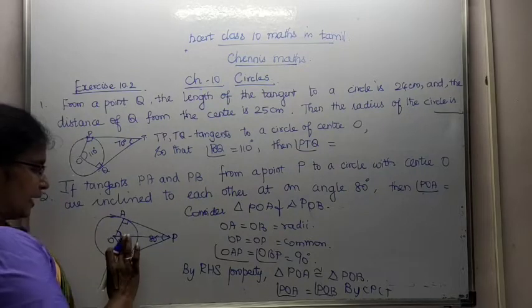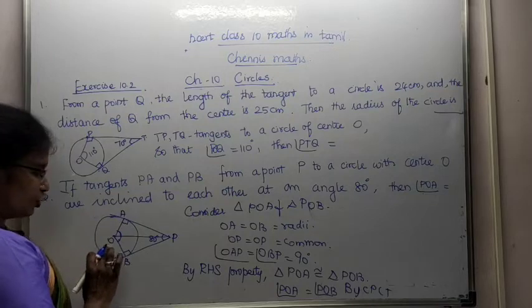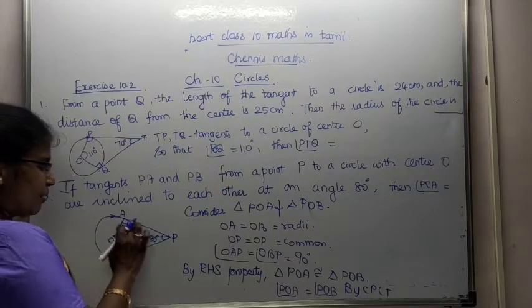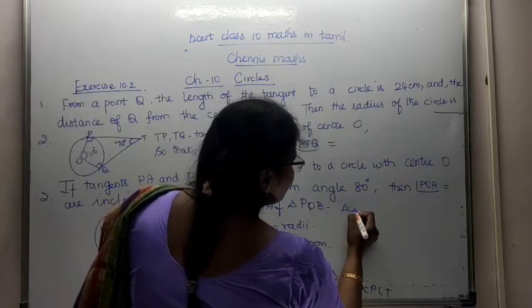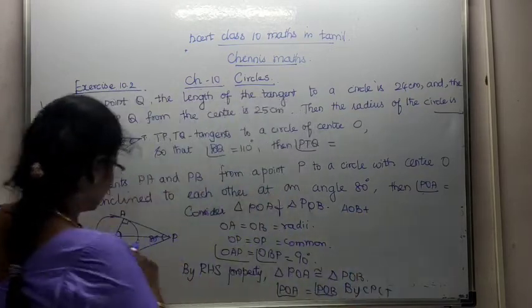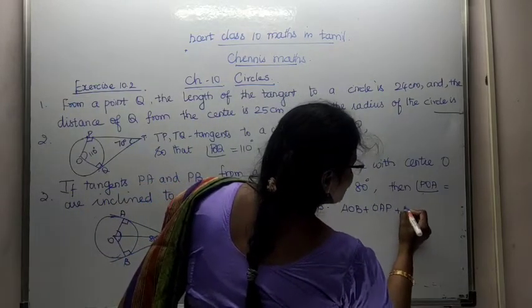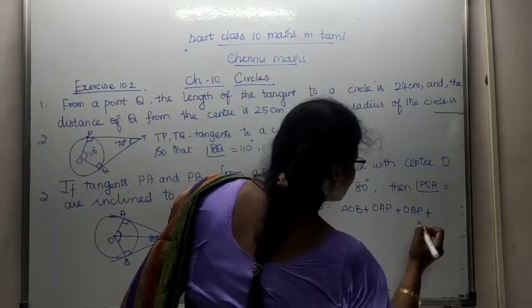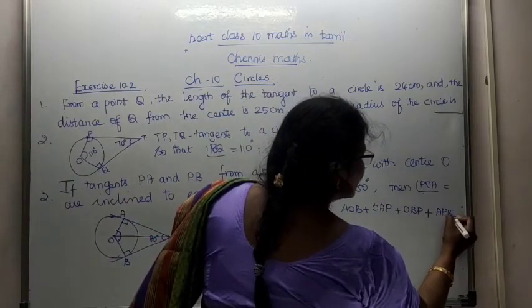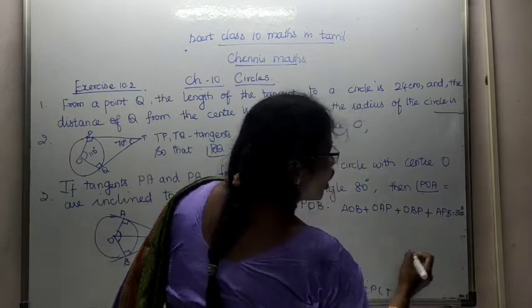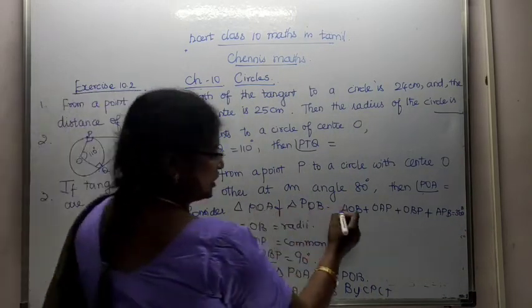Now, POA and POB are equal, as we said. Now we can first find the total angle AOB. See, angle AOB plus OAP plus OBP plus APB is equal to 360 degrees because the sum of all angles of a quadrilateral is 360 degrees.